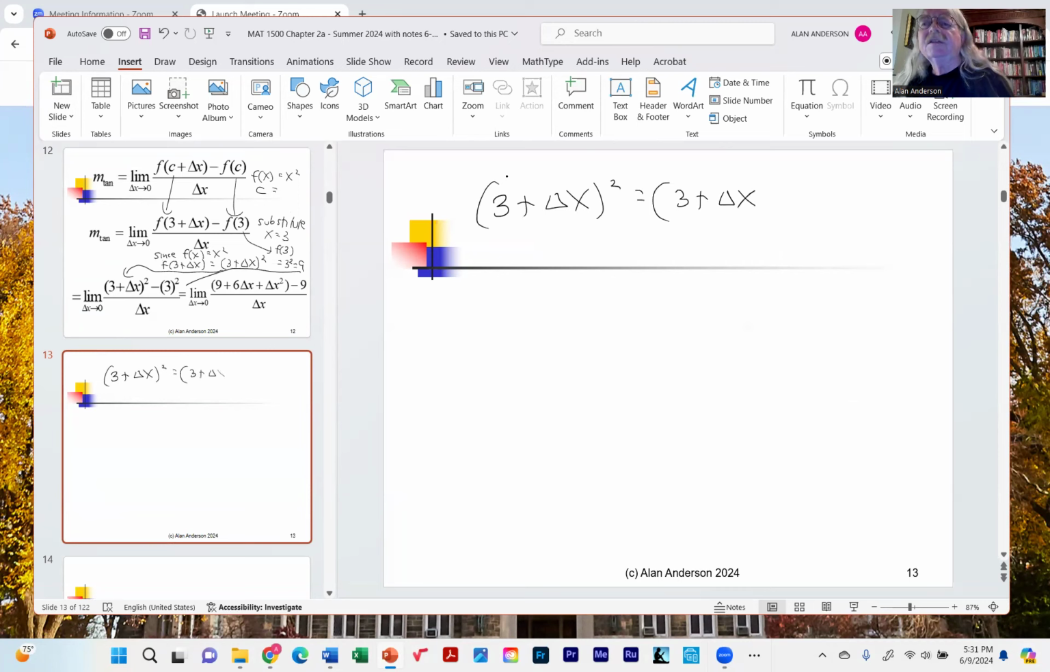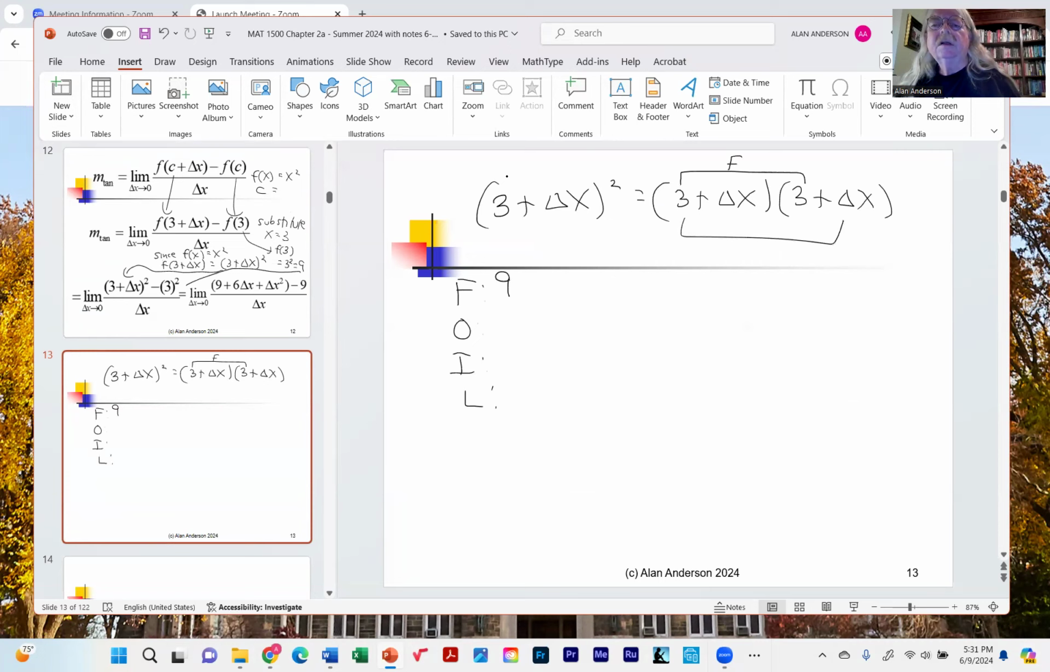And keep in mind, delta x is a constant. So we can multiply these out using FOIL. Here's F. Here's O. Here's I. That's also 3 delta x. And then last is these two, which we'll write as delta x squared.